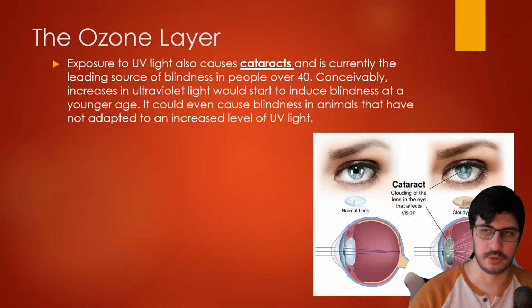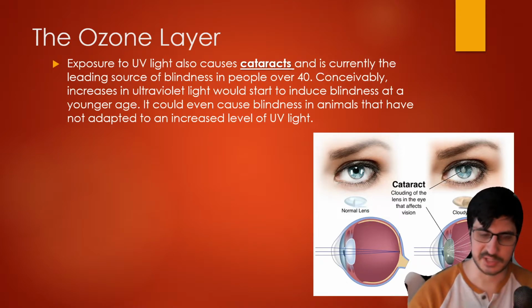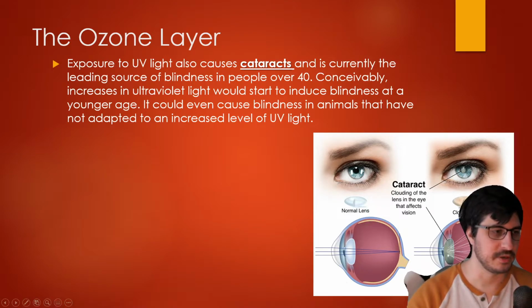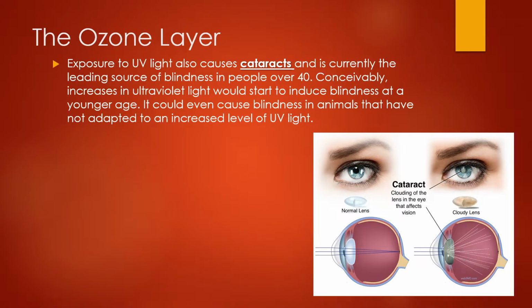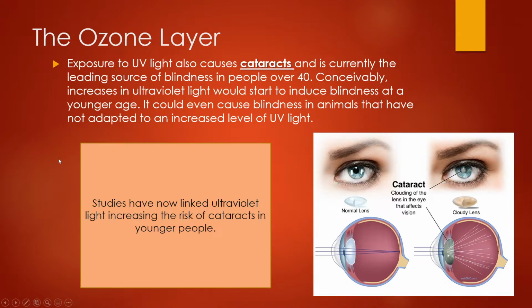And if you are unfamiliar with cataracts, it's essentially, as it says in this image, I'll take my face off here again for a second. It's the clouding of the lens in the eye that affects vision. So the lens kind of gets clouded over, and that's the cause of the cataract. Studies have now linked ultraviolet light to an increased risk of cataracts in younger people.